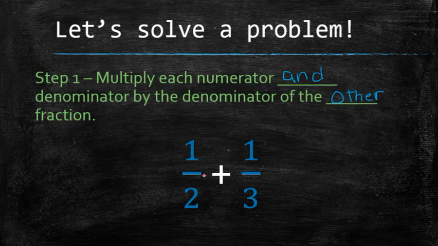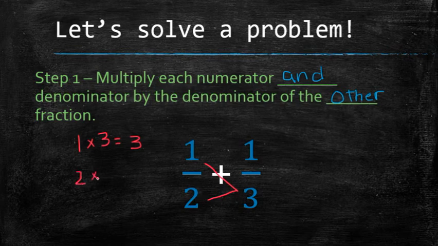Okay? So here we have the denominators right here, the 2 and the 3. We're going to start on the left side, and we're going to multiply 1 times 3. You know that equals 3. And then 2 times 3. And you know that equals 6. Okay, that wasn't difficult at all, right? 1 times 3 and 2 times 3. Good. You've done the left side.